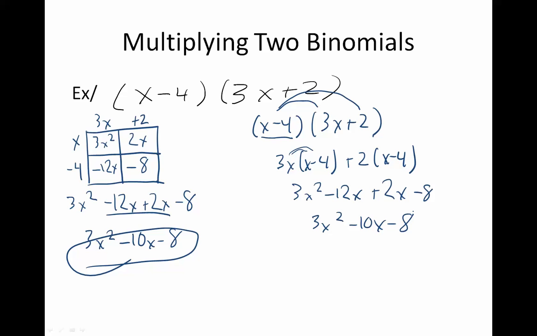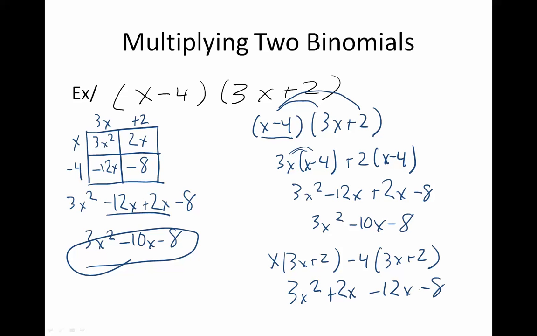Now, the fun thing about that is it actually doesn't matter which one I distribute to which. I could have just as easily done this in the reverse direction and done x, that x right there, times 3x plus 2, and then negative 4, also times 3x plus 2. And notice I'll get the same solution. Notice how we just switched it. This time I'm distributing the 3x plus 2 to each of these. 3x squared plus 2x minus 12x minus 8. I get the same 4 numbers no matter how I multiply it.